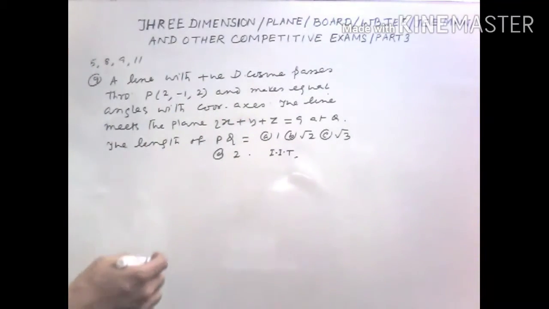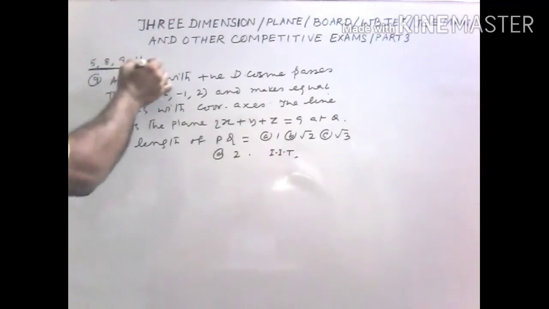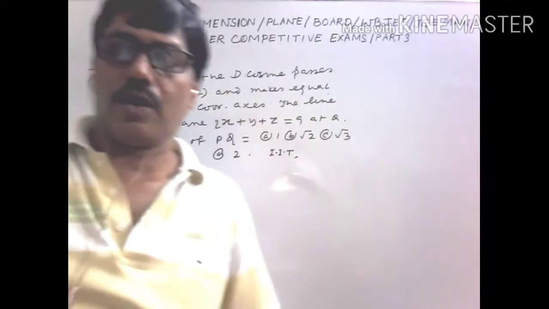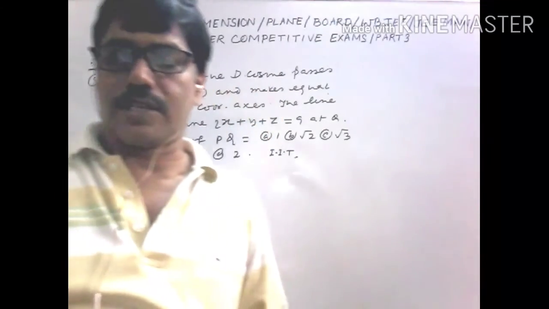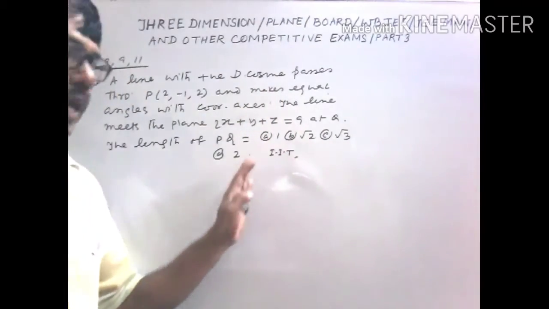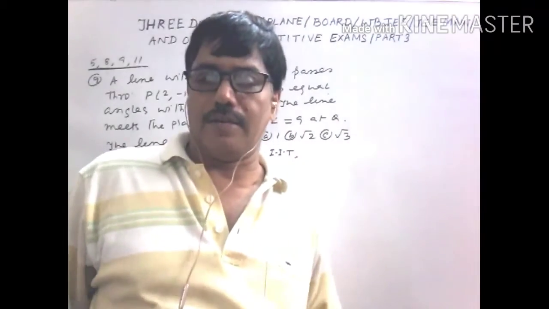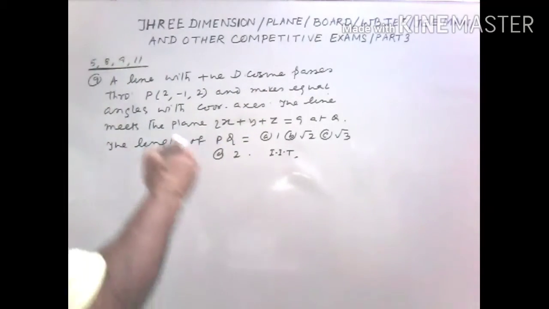Now we consider from the description problem numbers 5, 8, 9, 11. They are of the same type. The main idea is the intersection of a plane and a line. So how is it obtained? A line intersection of plane and line. So we consider a problem first.